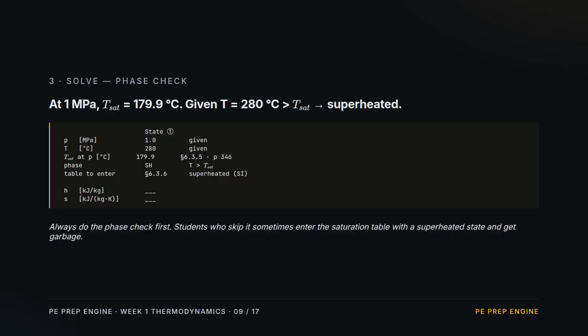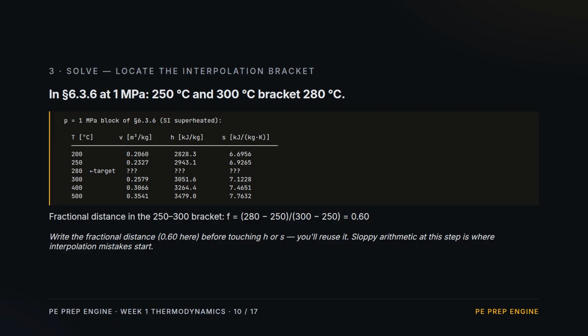Solve. Step 1. Phase check. At 1 megapascal, Tsat is 179.9 Celsius. Given 280 is higher, so the state is superheated. Enter the SI superheated table. Step 2. Locate the bracket. At the 1 megapascal block, the tabulated temperatures near 280 are 250 and 300. 280 sits 6/10 of the way between them. Write that fractional distance down, 0.6. You'll use it for both H and S.